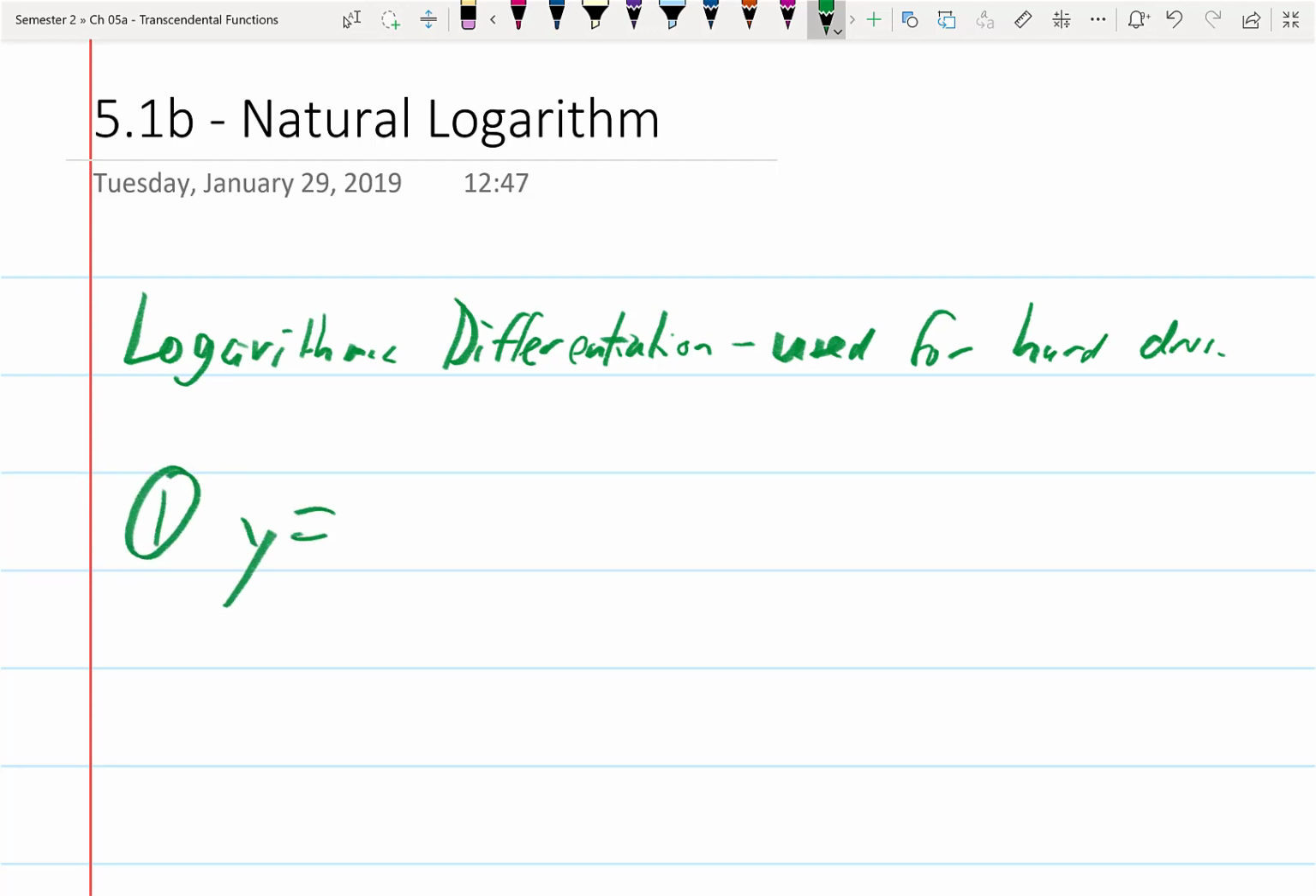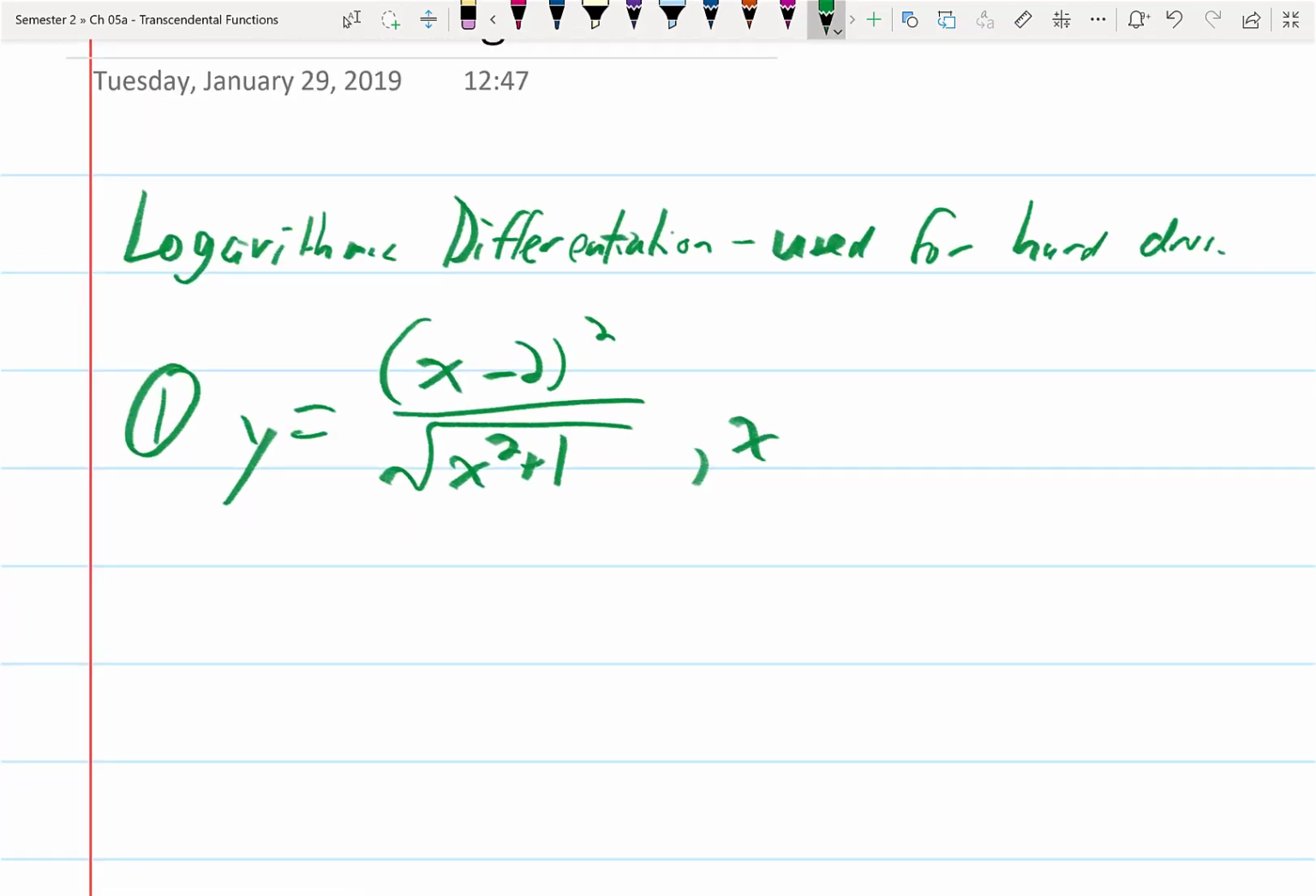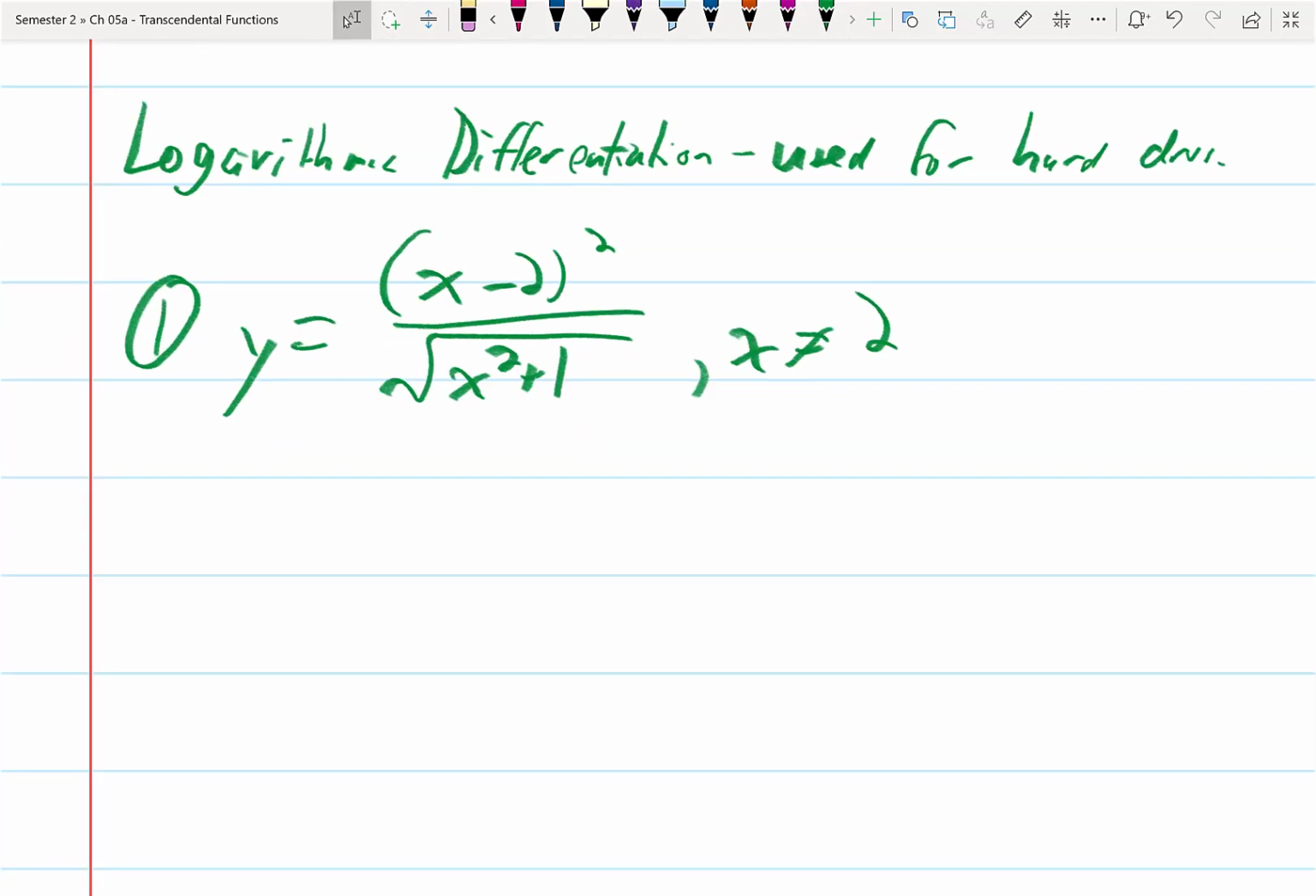y is equal to (x minus 2) squared over the square root of x squared plus 1. And we're going to do this whenever x is not equal to 2. That's just a qualifier because we don't want to take a derivative at that point. But that's okay. So here's my function. The process is I'm going to take a natural log of the left side and a natural log of the right side before I do anything.